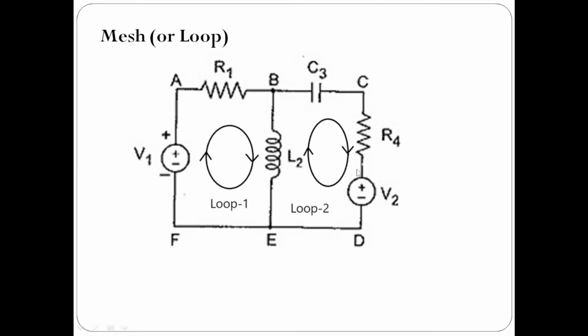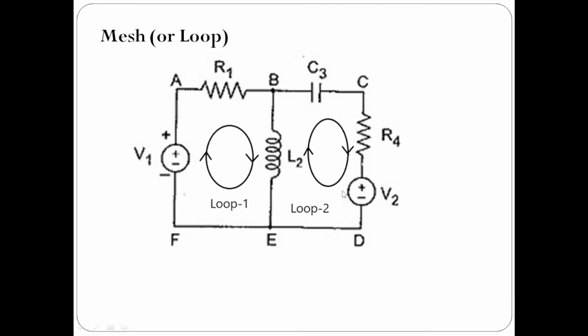Because of this source, current will flow in the anti-clockwise direction, isn't it? If you are listening carefully, you will be able to understand. The current will flow in this loop in the anti-clockwise direction because of this source, but I have assumed clockwise. So since I have assumed the opposite direction to the actual flow of current, whatever currents I determine by solving this circuit will be negative. Okay, I will get negative currents.